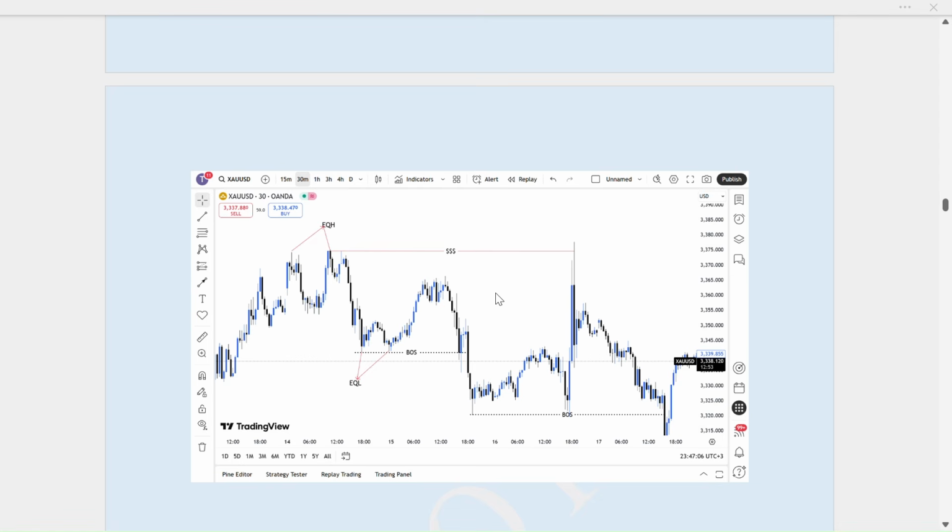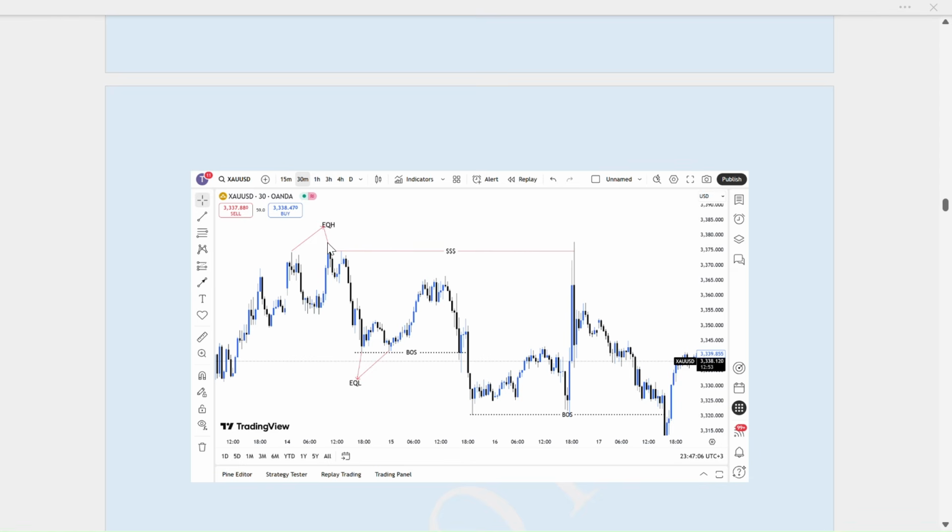So be very, very careful, and don't mark this as your change of character to the upside. This is just a wick that took out all this liquidity above this high, these equal highs, and went back down to clear this low to form a very good break of structure.